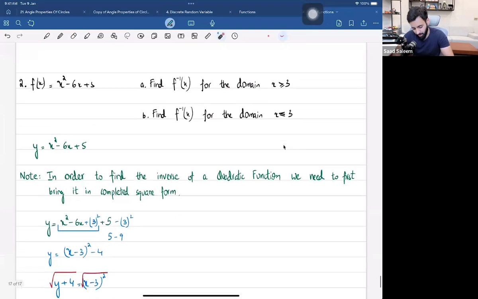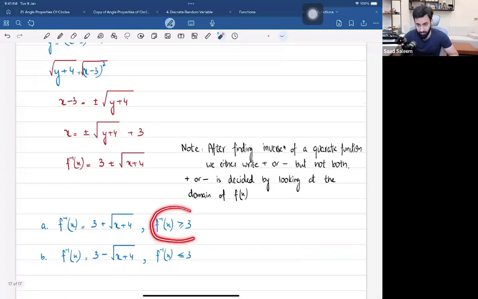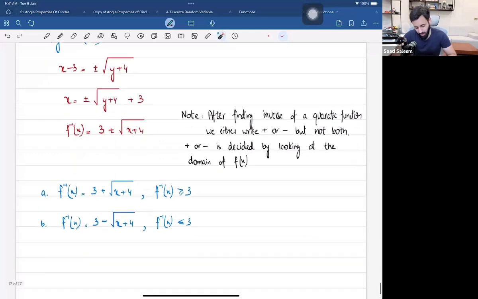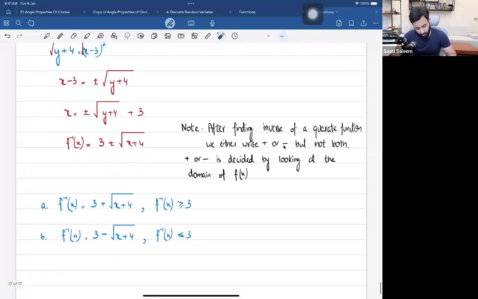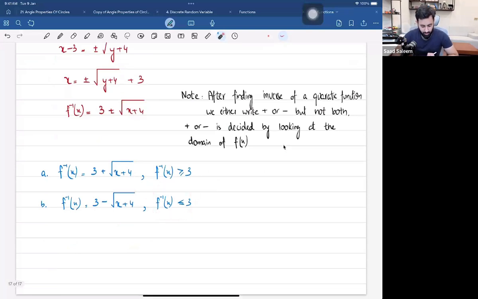So here the domain was greater than or equal to 3. That means the range of the inverse function will also be greater than or equal to 3. And here it's the positive sign, which will give us the desired range. Here the domain of f of x was lesser than or equal to 3, which means the range of the inverse function will also be lesser than or equal to 3. Then pick the desired sign, which will give you your answer, which in this case is minus.